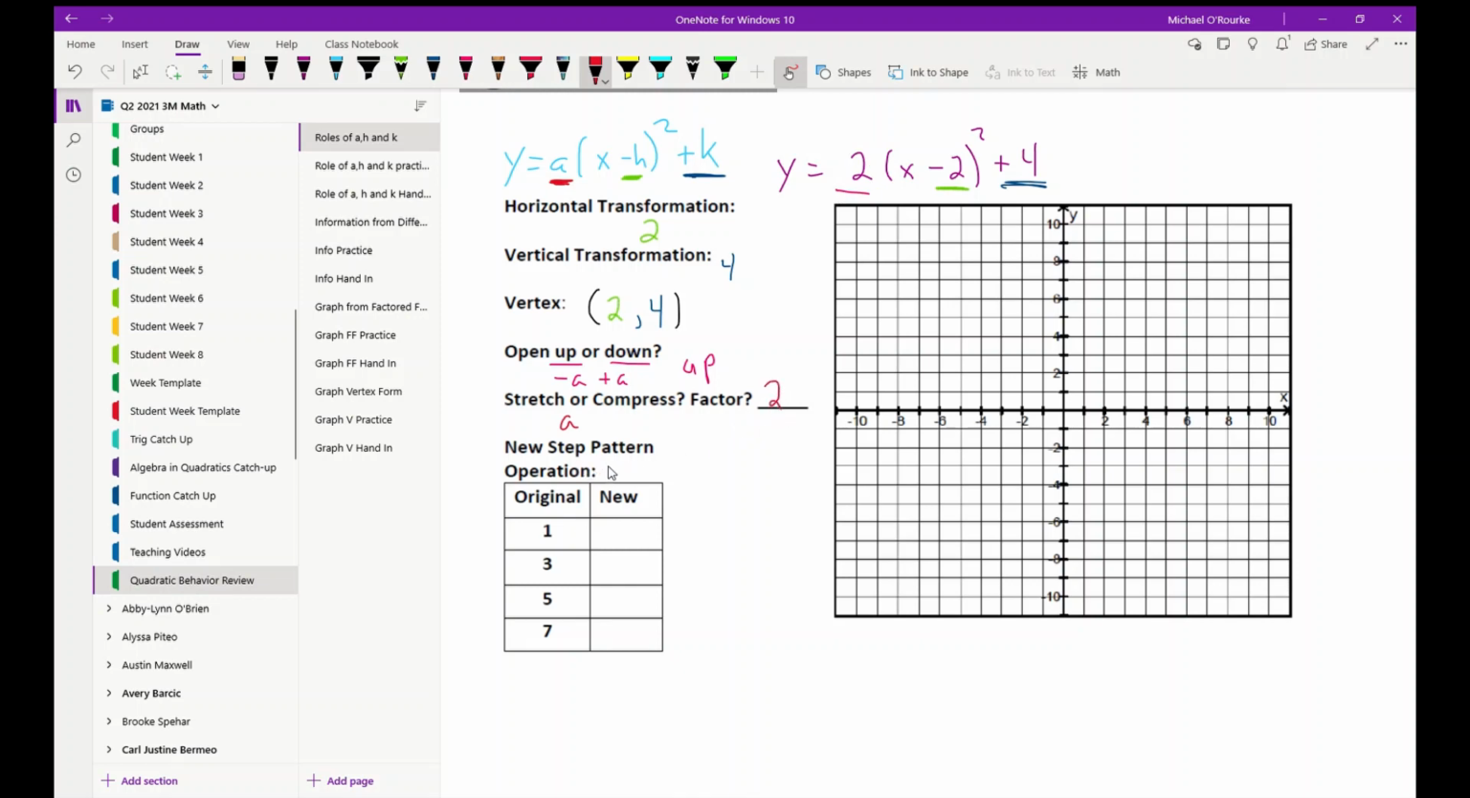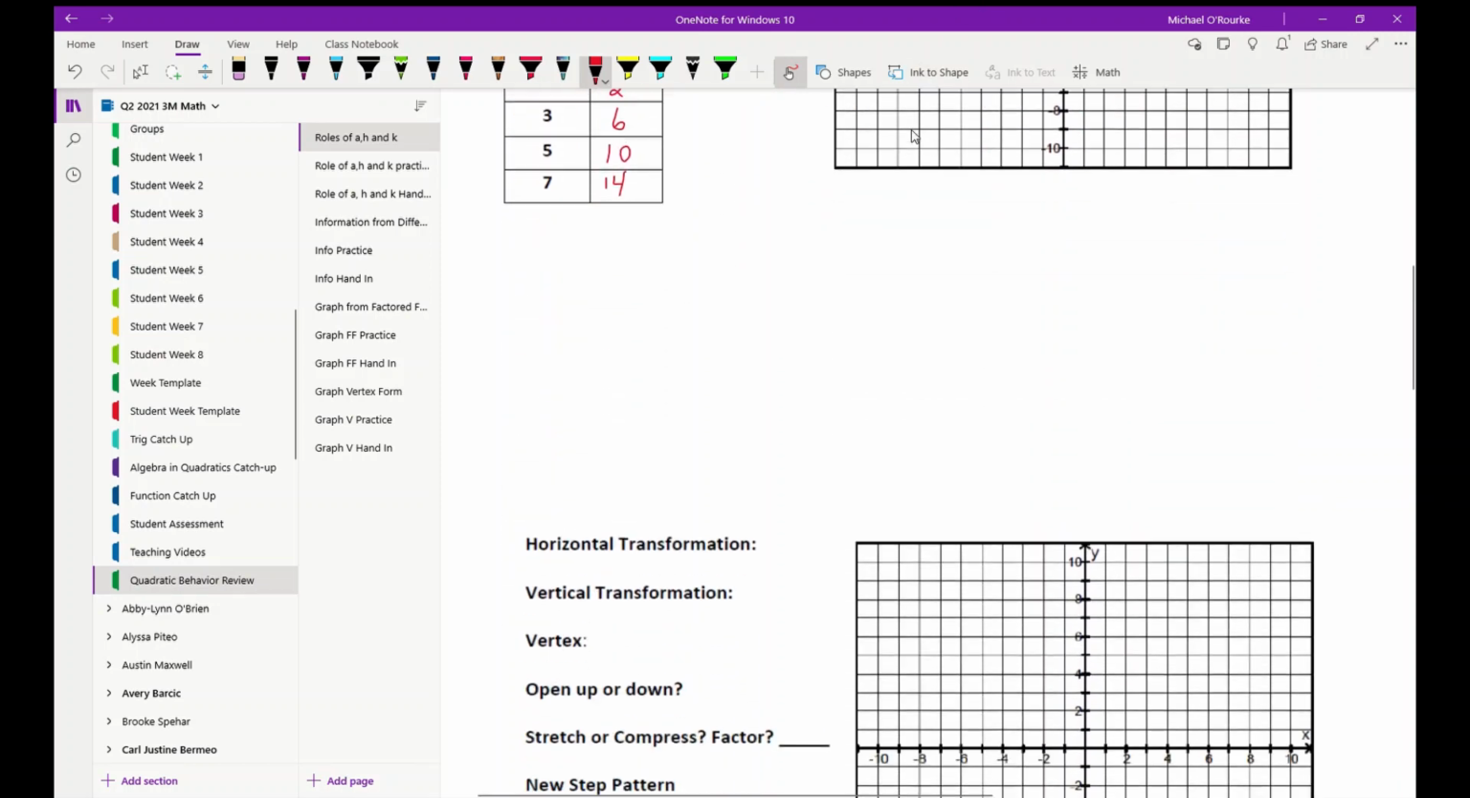So that means I'm going to multiply all these numbers by 2, my step pattern of 1, 3, 5, 7. So 1 times 2 is 2, 3 times 2 is 6, 5 times 2 is 10, and 14. And there's my step pattern. We're not going to graph it right now, that's in a later lesson. This is the information we're trying to get out of every one of these equations.